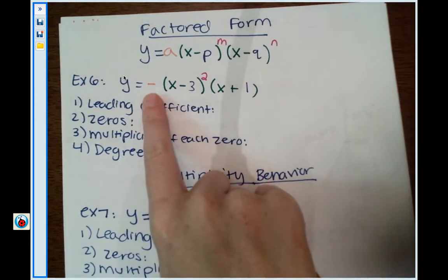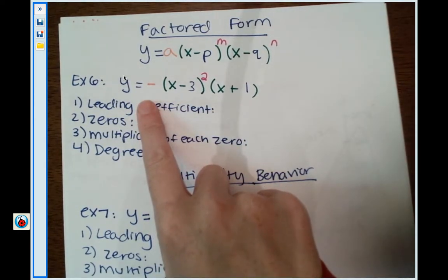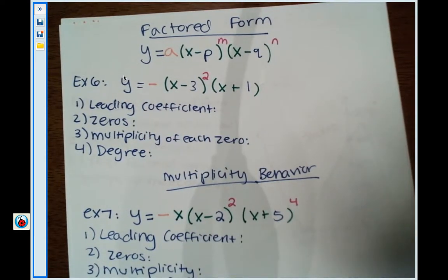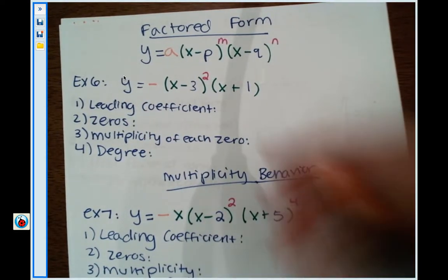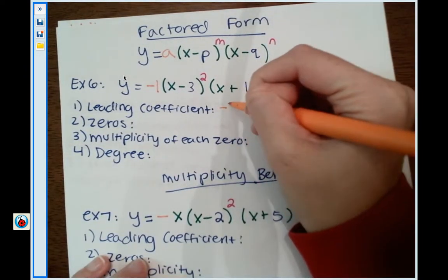So our leading coefficient now. Leading coefficient is the number in front of our first parenthesis containing an x, which I don't see a number in front of my parenthesis. So secretly, there's a negative 1 in front. Okay, so our leading coefficient would be negative 1.